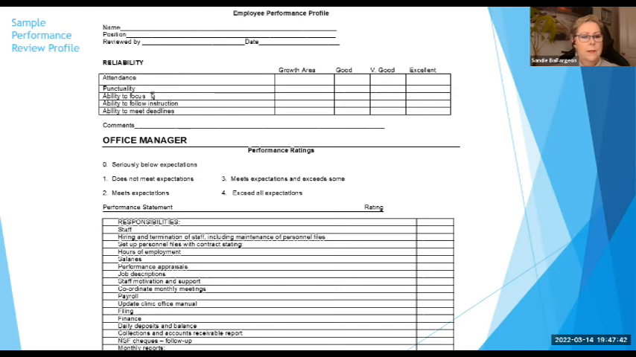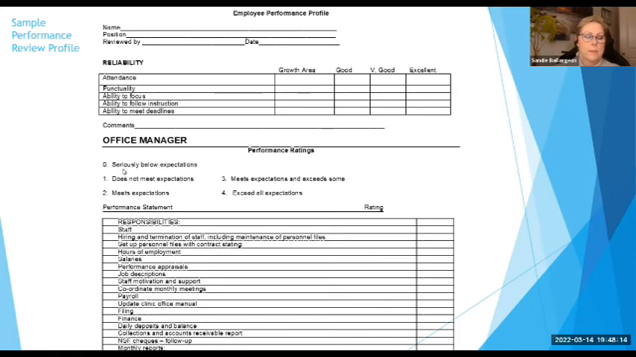Some usual information up here: reliability, according to their attendance, punctuality, ability to focus, ability to follow instruction, and ability to meet deadlines. I've identified these in the areas of growth area, good, very good, or excellent. So it depends on whether they've been reliable and punctual and all of that. Now, you can change this numbering system to whatever type of rating system you like, but I'm just giving you an outline of how this could work.